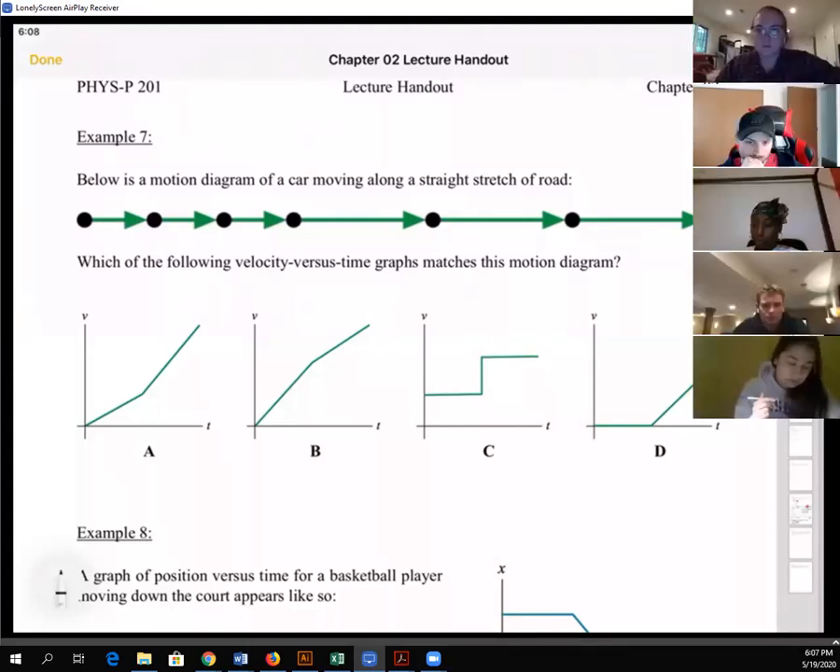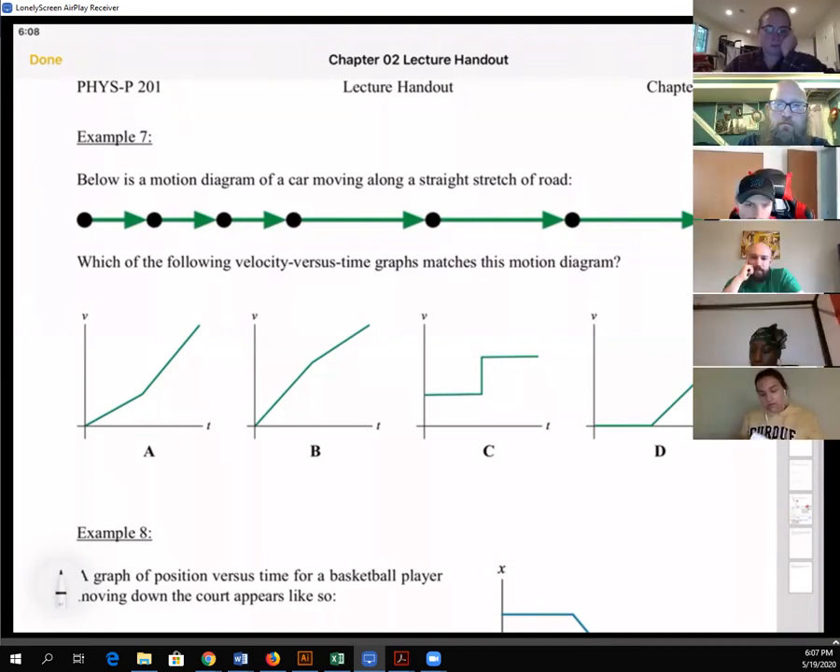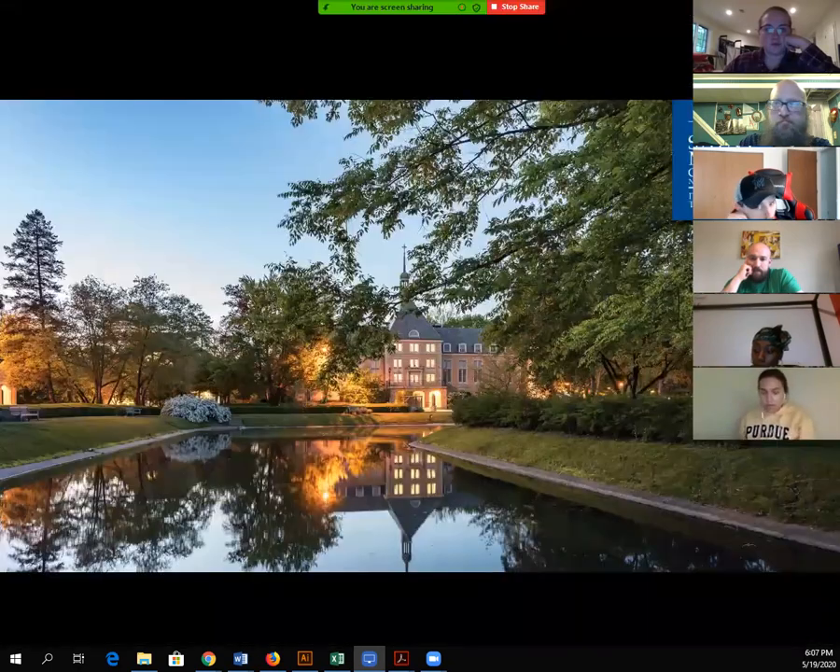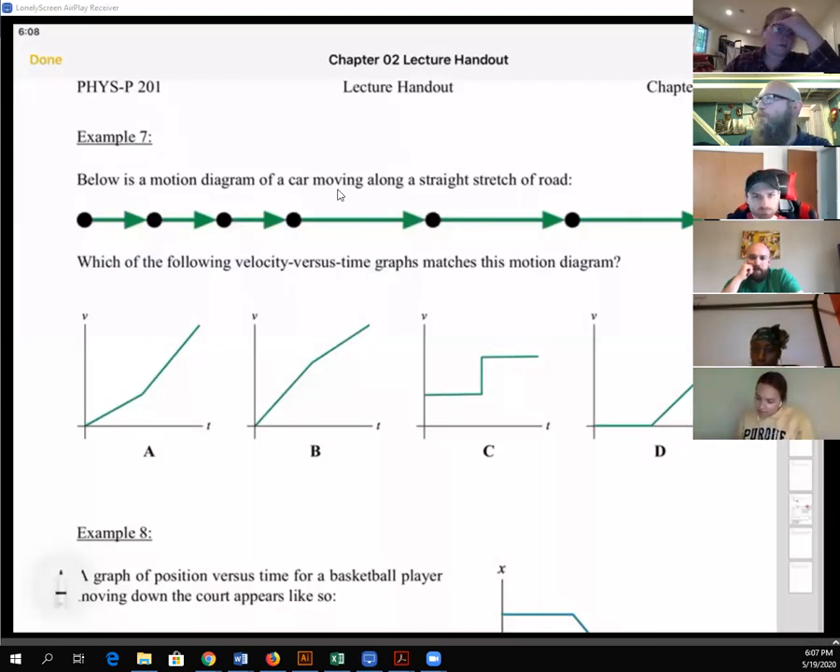I wonder if I can do that while I'm sharing my screen. Nope. Where are the controls? Meeting controls. Ah, yes. Okay, I found it. All right, so here's a poll. Which of the following velocity versus time graphs matches this motion?